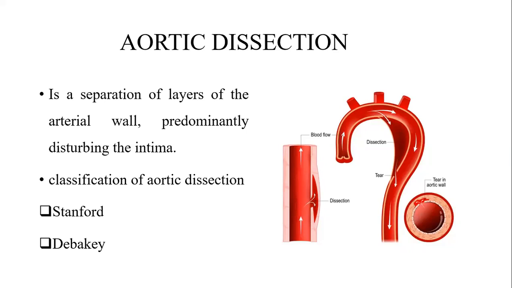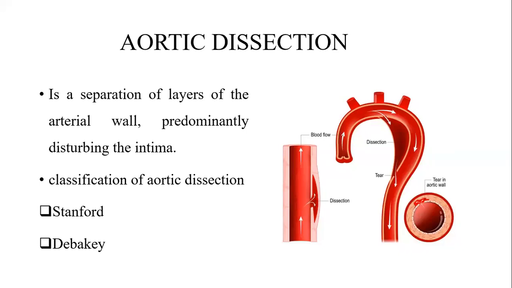Then under the DeBakey classification, there is type 1, which involves the entire aorta. Then there is type 2, which just involves the ascending aorta. Then there is type 3, which only involves the descending aorta.